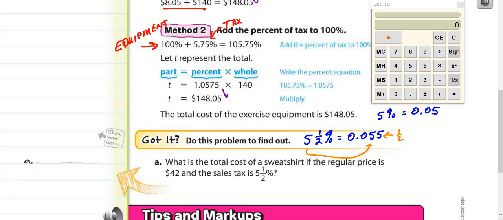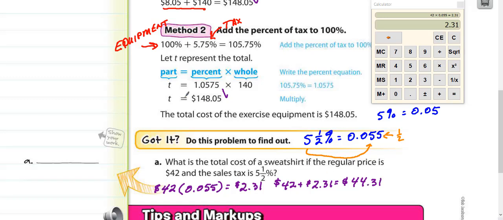So two methods. Method number 1, we would multiply 42 times 0.055, check my work, yep, and we would get $2.31. And then we would take the 42, we would add the $2.31, and the total amount we would have to pay for that sweater would be $44.31.